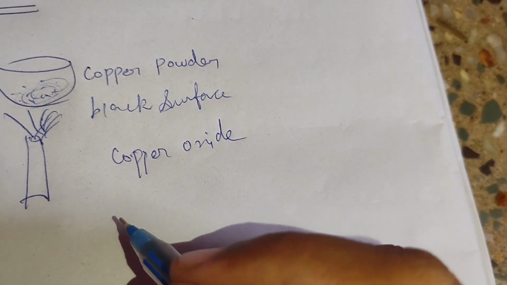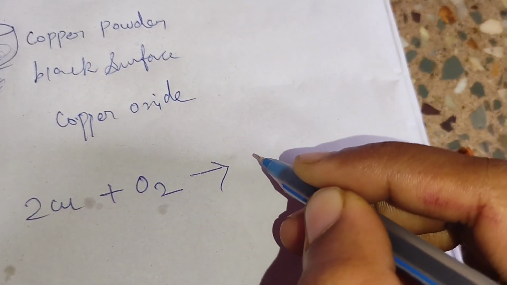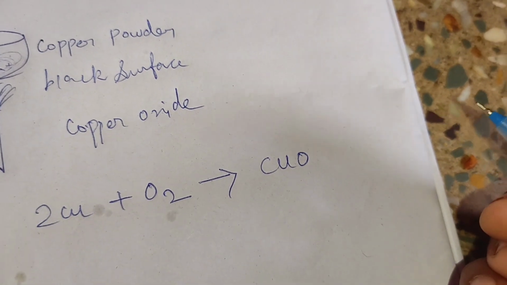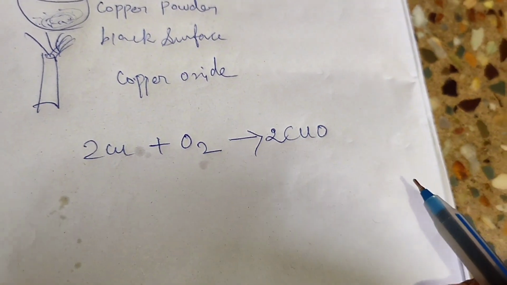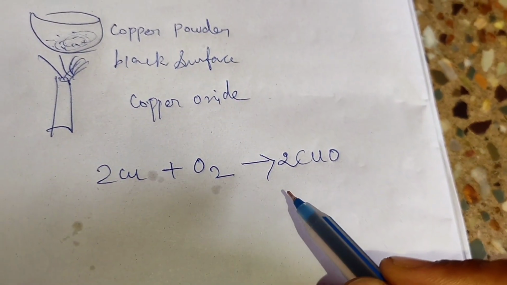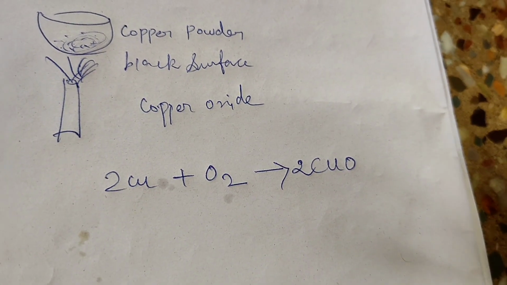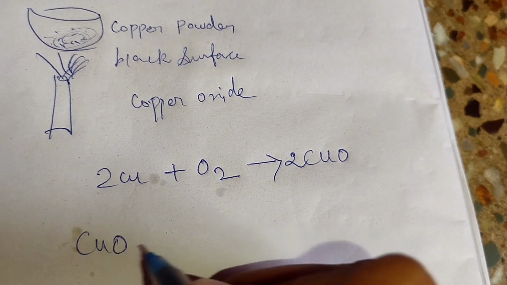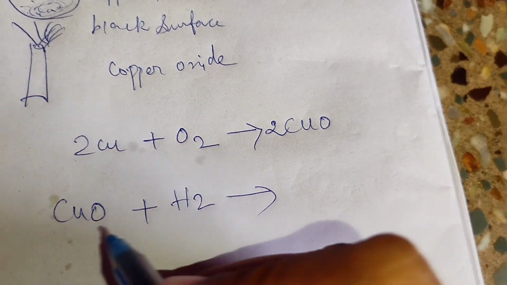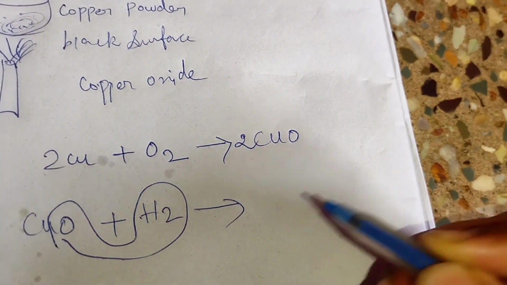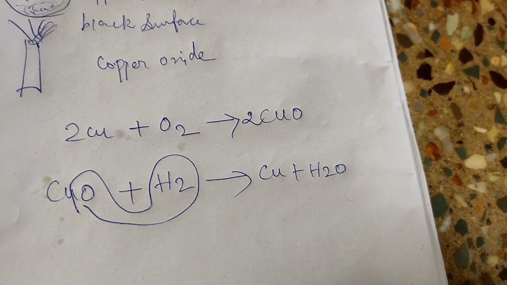So I am taking copper in the china dish and it absorbs oxygen, then forms copper oxide. Now hydrogen gas is passed through this copper oxide and we get copper. For example, I take this copper oxide and pass hydrogen. When I heat it, a water molecule is removed and we get copper. So this is a reverse reaction.